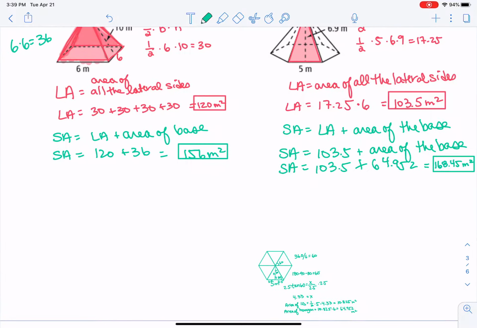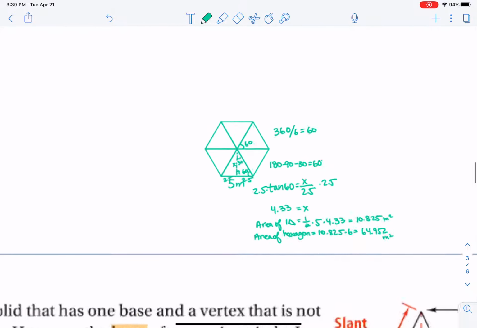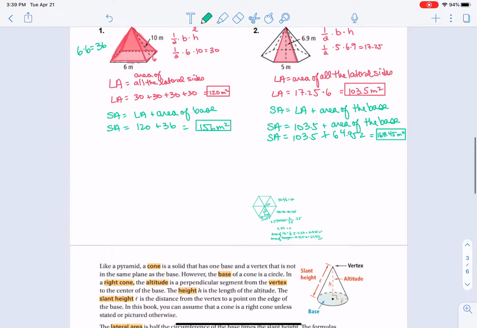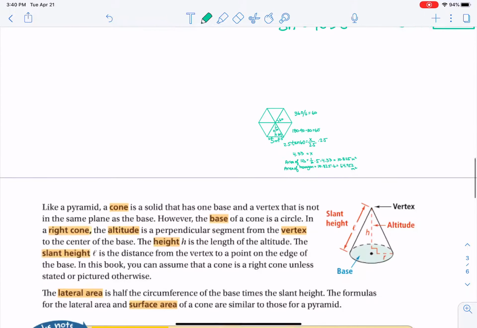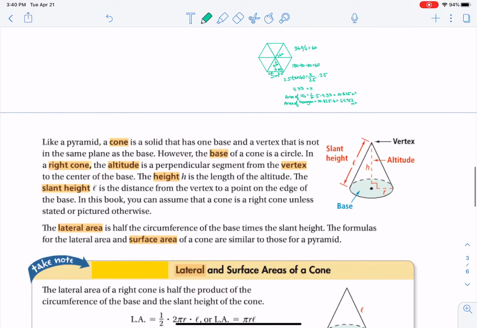So sometimes the area of the base is easier to find, like the square. We just did 6 times 6, and sometimes we have to do all of this to remember hexagons and pentagons and those sort of things. But the formula is still the same. Lateral area is just all of the areas of the lateral sides added up. And then surface area is just the lateral area plus the area of the base. So the last time we learned it was both bases because cylinders and prisms have a top and a bottom, but pyramids and cones just have a bottom. So only one base.